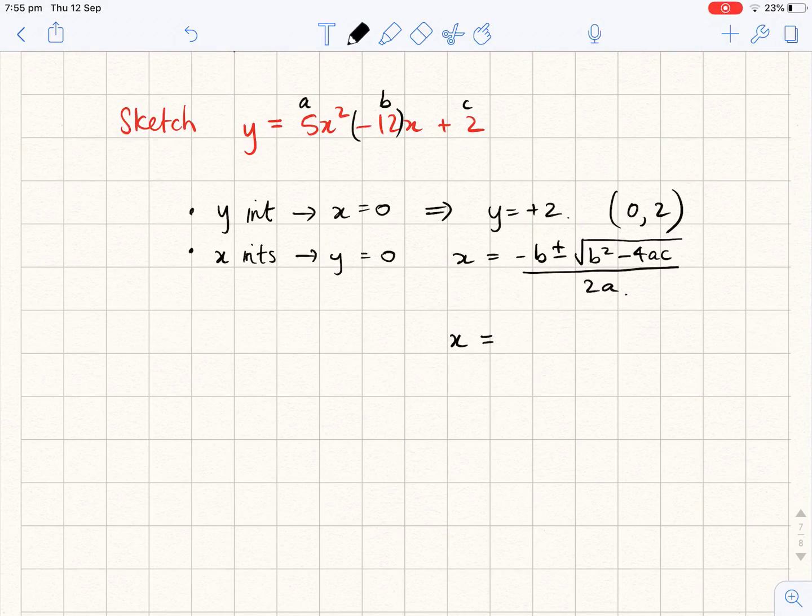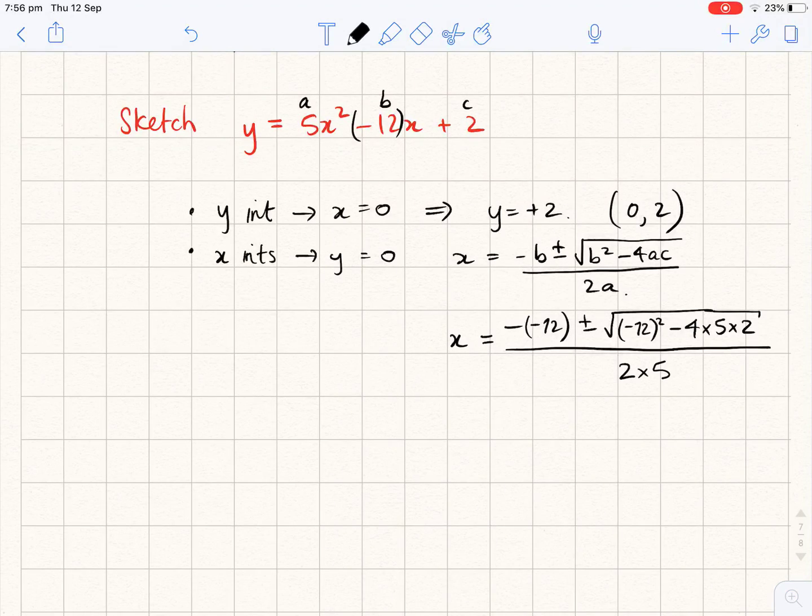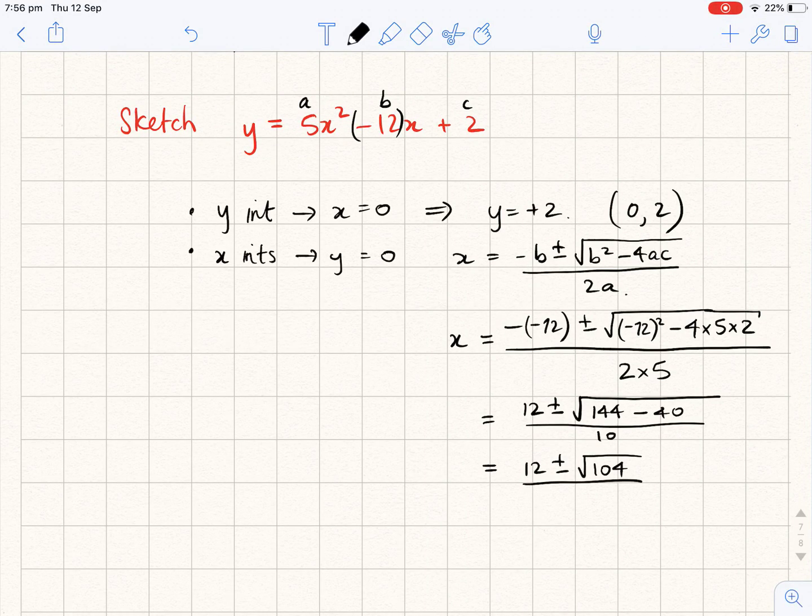Okay, let's start substituting in our values. So our b value is negative 12, so it becomes minus negative 12 plus or minus the square root of negative 12 squared. Now I'm using the brackets to help keep track of my values. 4 times 5 times 2. And those brackets can also be useful when you're entering on your calculator to avoid making an arithmetic mistake. Okay, so negative 12 is positive 12, plus or minus negative 12 squared is 144. 4 times 5 times 2 is 20 times 2 is 40, all divided by 10. Which gives me 12 plus or minus the square root of 104 over 10.